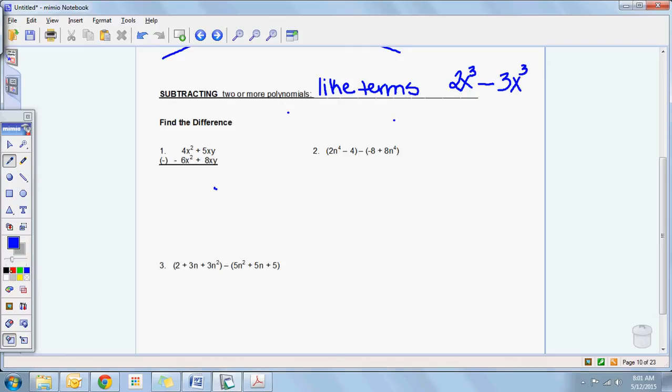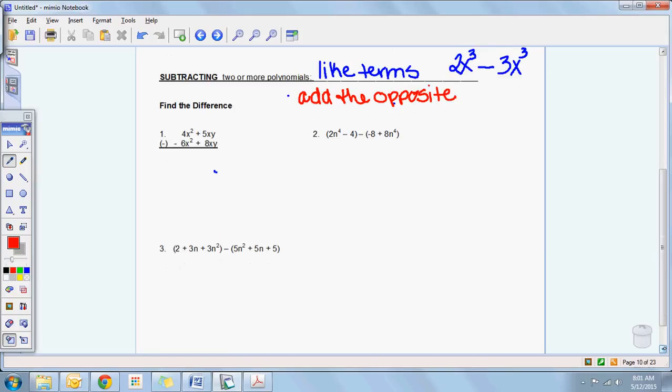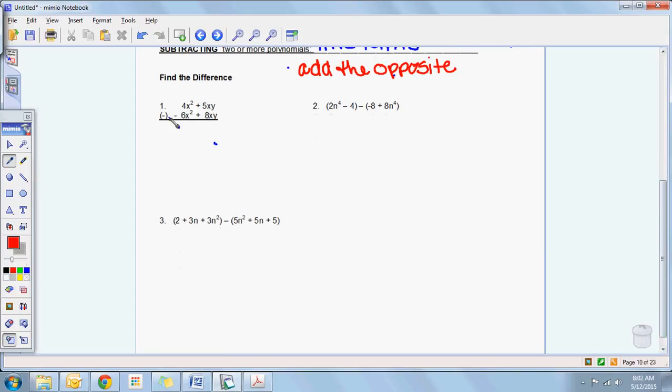There's another key to subtracting polynomials, and it's important to add the opposite. We actually don't want to subtract any of these problems. You're going to change all the subtraction signs to addition signs to make them a lot easier for yourself. If you don't add the opposite, I can guarantee that you're going to make a sign error somewhere, something silly, okay? So the first thing we need to do after we find our like terms, and these are all lined up nicely, is go to the subtraction sign and make it a plus sign. What? You can do that?